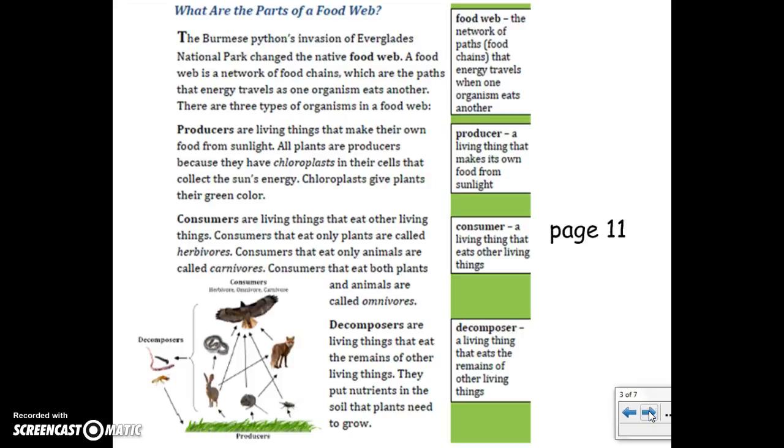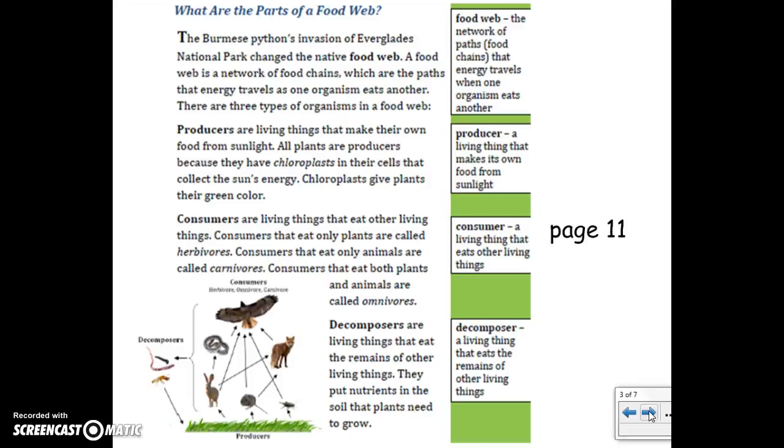What are the parts of a food web? The Burmese python's invasion of Everglades National Park changed the native food web. A food web is a network of food chains, which are the paths that energy travels as one organism eats another. There are 3 types of organisms in a food web.